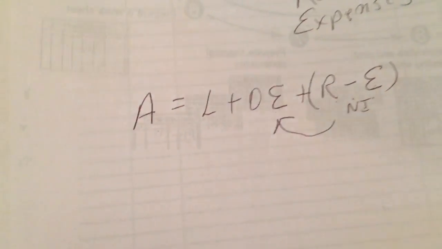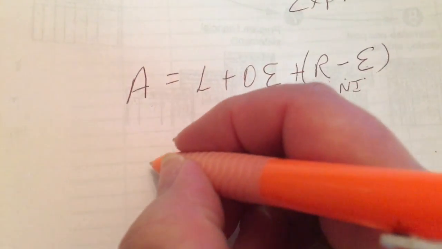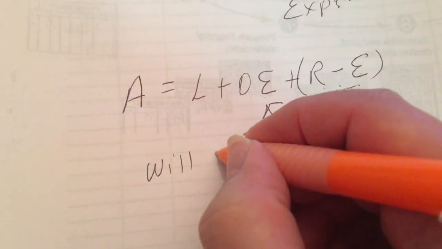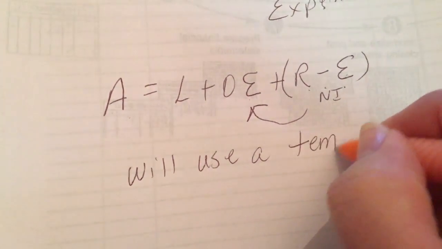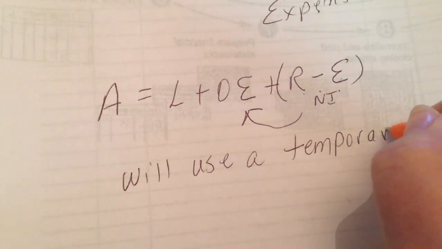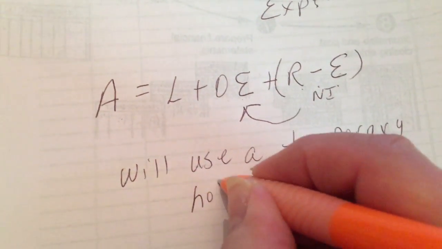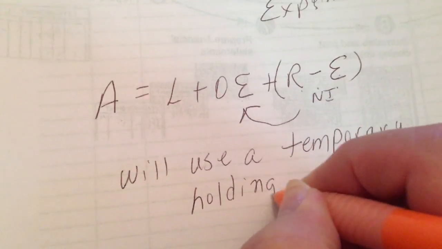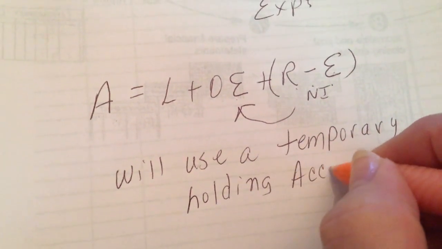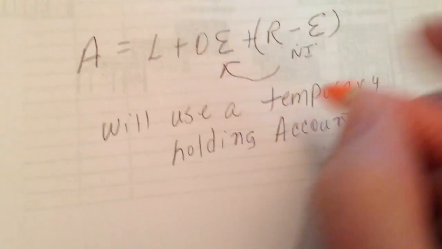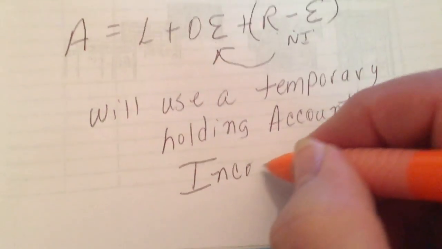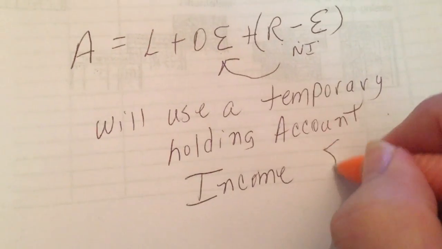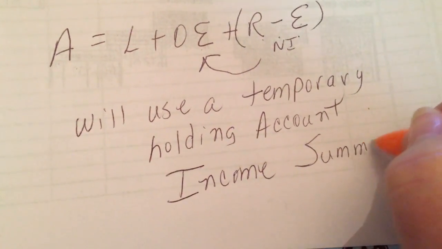But in the meantime, we're going to use a temporary account, we call it a temporary holding account until we do the transfer. And that temporary account is called income summary.